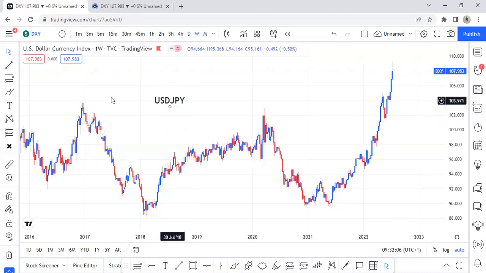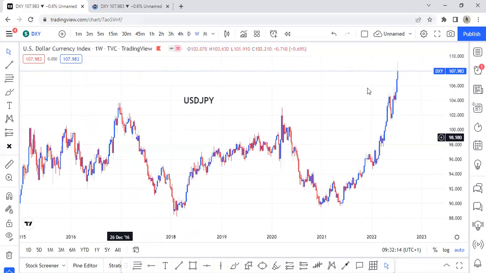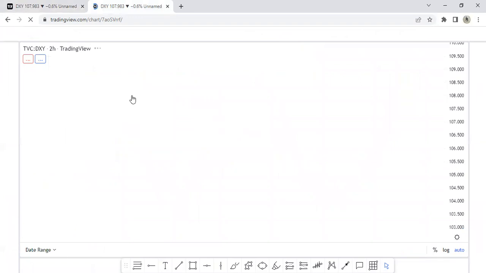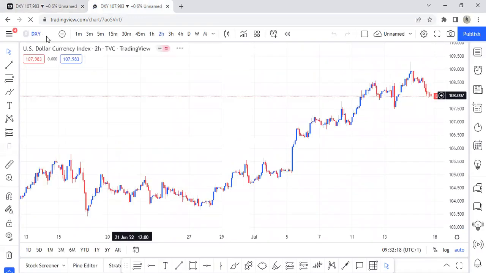Since the USD, based on the dollar index, has been firing up, extremely bullish, look at the weekly time frame. It has cleared all the highs and is showing no signs of coming down. That is why we have been seeing a bullish rally on pairs like USD JPY, USD CAD, USD CHF and all of that, because the US dollar is very strong at the moment. It's been going all the way up. Let's look at our USD CAD.